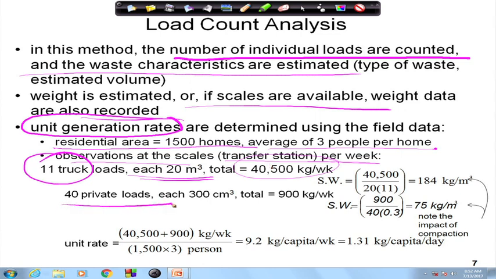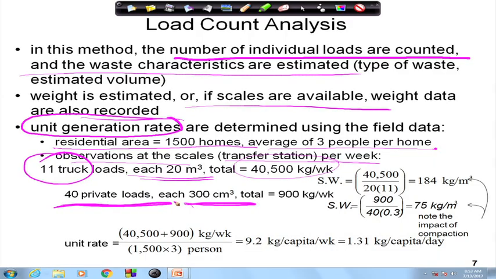Then there were 40 private loads. What are these private loads? They are people who were not home, or who live in a semi-urban area where houses are too far apart to be serviced. They bring their garbage and drop it off at the transfer station. For those private loads, 300 cubic centimeters, people bringing it in a smaller truck or the back of a car, 900 kg per week, much smaller.